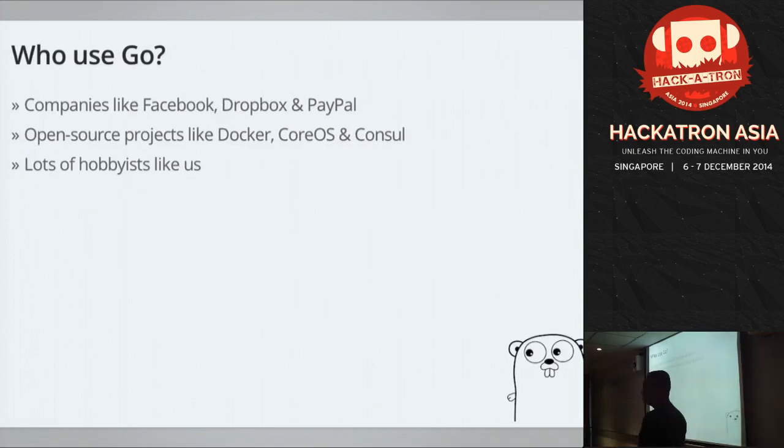So it's quite popular, though it was released in 2009. Companies like Facebook, Dropbox, PayPal, all these high-end tech companies, actually use Go for their internal projects, plus stuff you might use day-to-day. And a lot of open source projects as well, like Docker, CoreOS, and Consul. I don't know whether you guys have heard of these projects, but these are some of the new open source projects, and they are actually using Go.